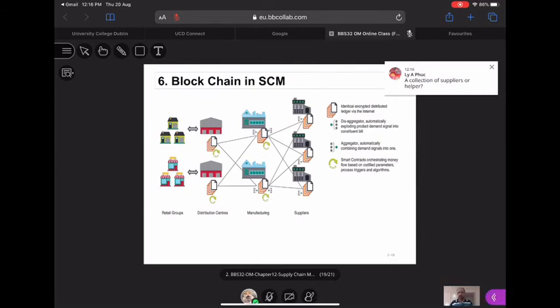So it's a collection of suppliers which are interconnected with each other that share information, and these are blocks and blocks of information which are transparently shared among everyone. Okay. So that is a blockchain. Again, just remember, blockchains are blocks and blocks of information that everybody shares.